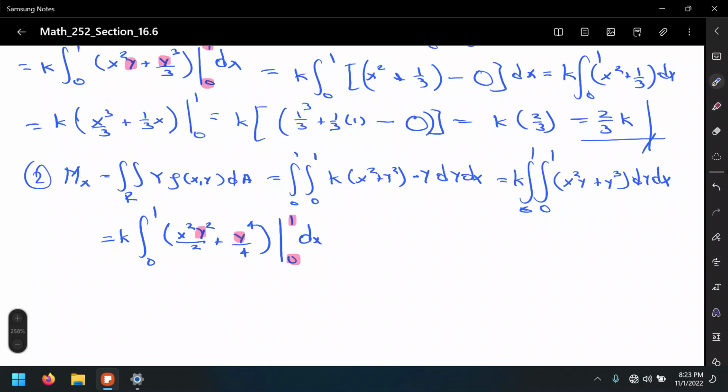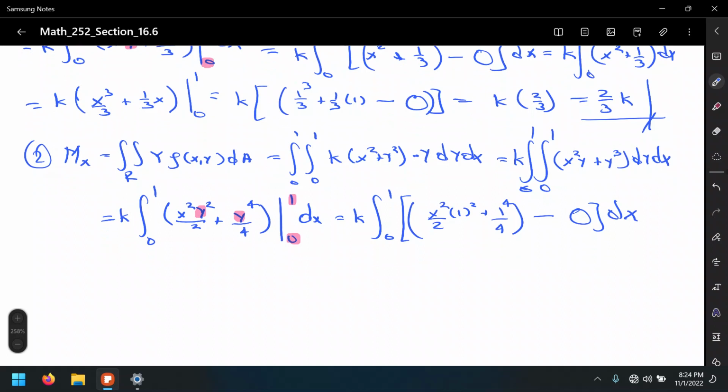So k times the integral from 0 to 1 of x squared over 2 times 1 squared plus 1 to the 4th over 4. That's the evaluation at the upper limit minus the evaluation at the lower limit, 0. Do we agree that if we plug in a 0, y squared and y to the 4th give another big 0? So just abbreviate it with a big 0, no need to plug in all those. dx. How do we know we are on the right track? Because this single integral is with respect to one single variable, x.